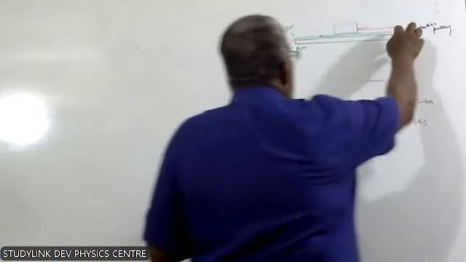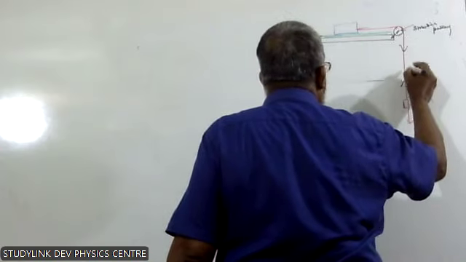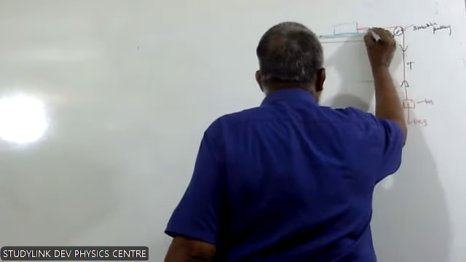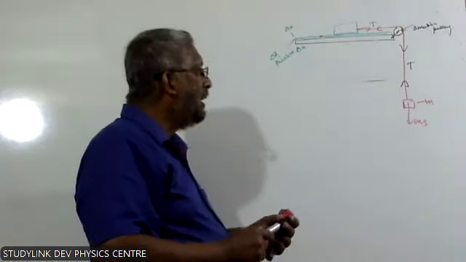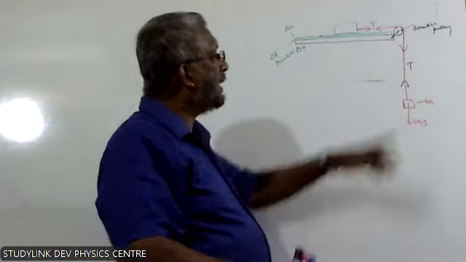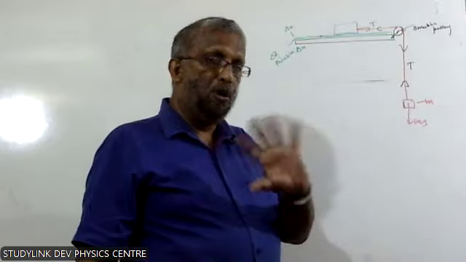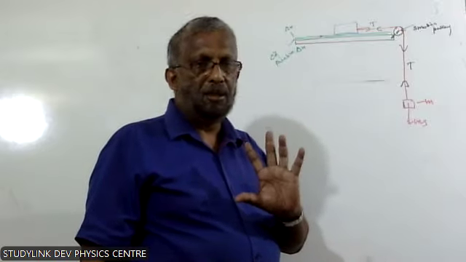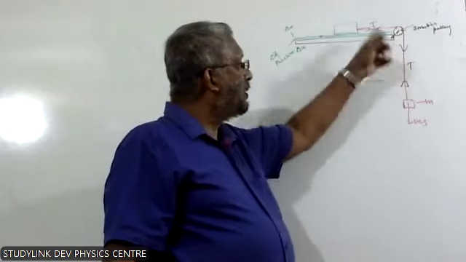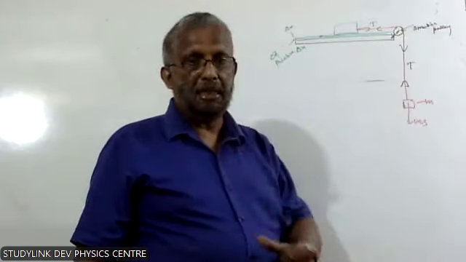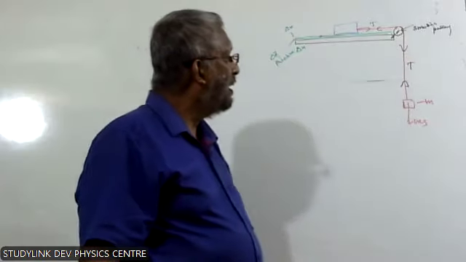Since this is a smooth pulley, the tension in the strings is the same, T. Even if they mention it or not, you consider this should be a light inextensible string. Then only it is correct. Even if they do not say that, this is not mechanics, no. You assume it and do it, assuming the string is light and inextensible. Due to that, the tensions are the same.